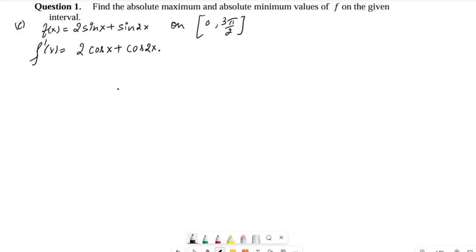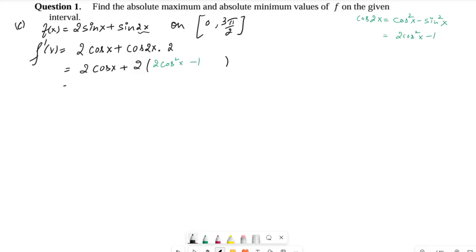But because of the chain rule, we need to differentiate 2x also. The derivative of 2x is 2. So basically 2 cosine x plus 2 cosine 2x. Now you must have learned this formula in pre-calculus. Cosine 2x is cosine square x minus sine square x. You can also write it as 2 cosine square x minus 1. So I can replace this cosine 2x as 2 cosine square x minus 1.